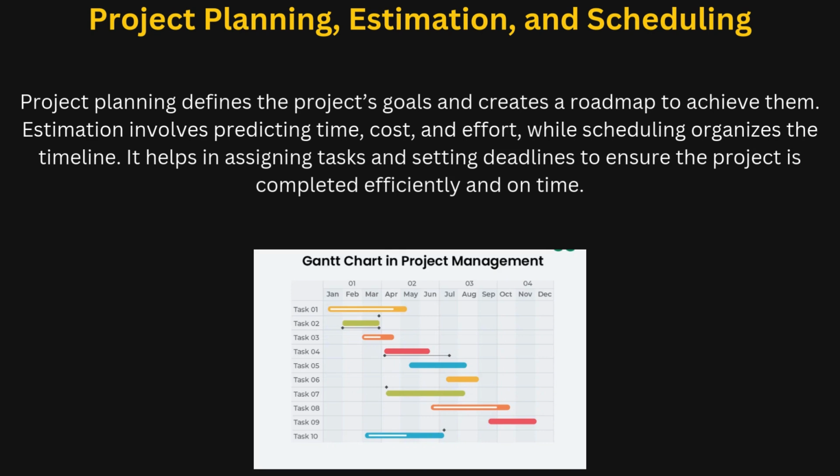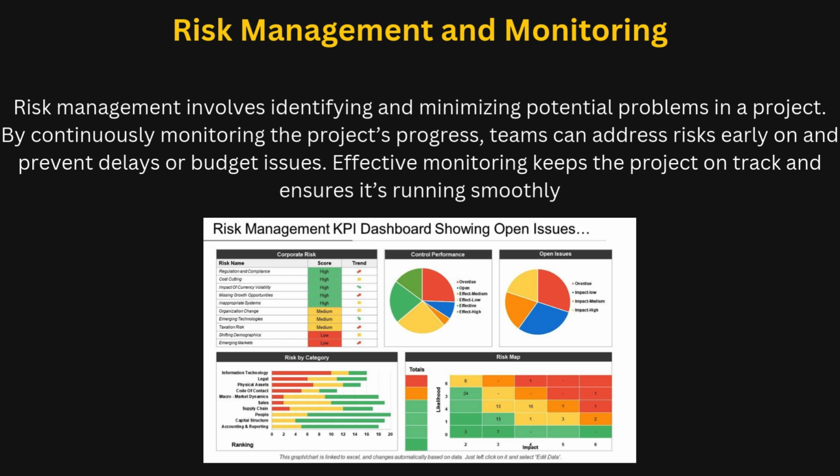Okay, so now risk management and monitoring. Risk management is the process of identifying, assessing, and mitigating the potential risks that could impact the project. Risks can include anything from technical challenges to budget constraints or unexpected changes in the requirements. By anticipating these risks, project managers can develop strategies to minimize their impact.